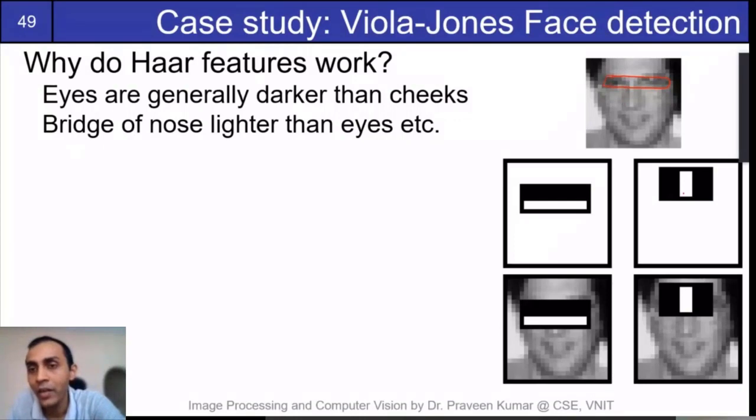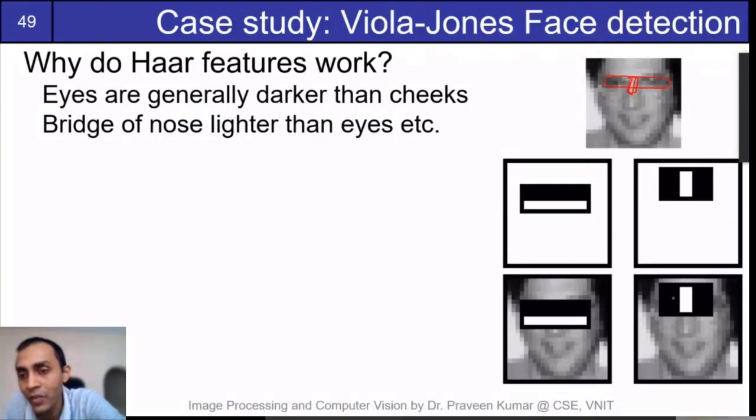Similarly, this kind of filter will give a high response on the bridge of the nose, because the bridge of the nose will generally be a brighter region compared to the left and right sides, which will be the left and right eyes. So these will be more dark, and the nose bridge will be more white.